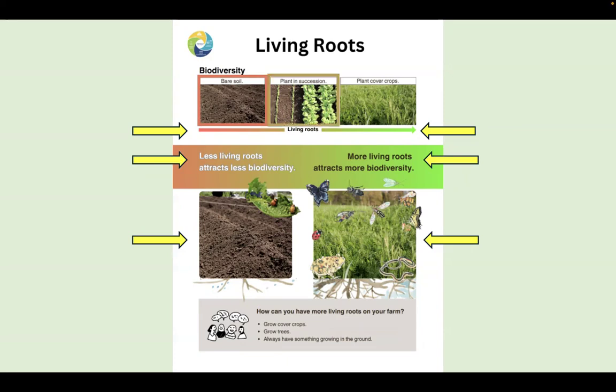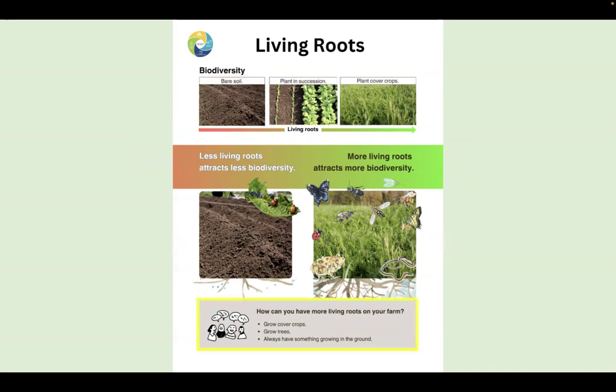To increase living roots, you can plant in succession. To have lots of living roots and lots of biodiversity on your farm, you can plant cover crops on your farm. How can you have more living roots on your farm? Grow cover crops, grow trees, and always have something growing in the ground. As a general rule, never leave your soil uncovered or without something growing in it.